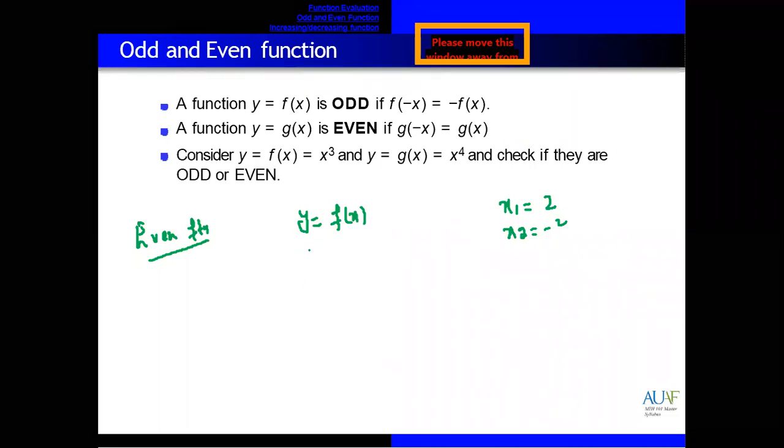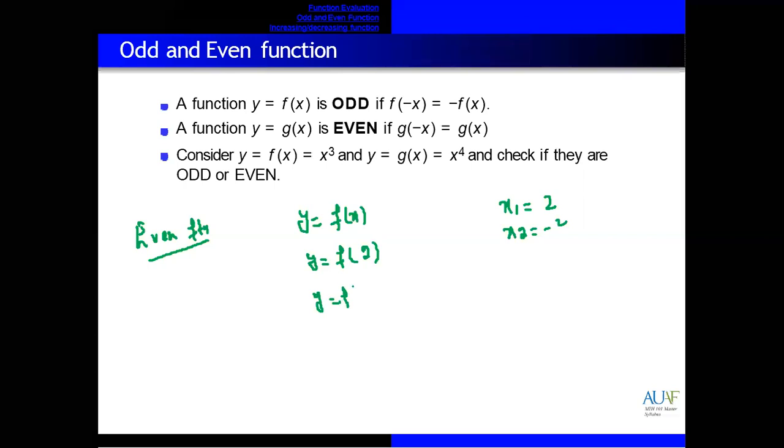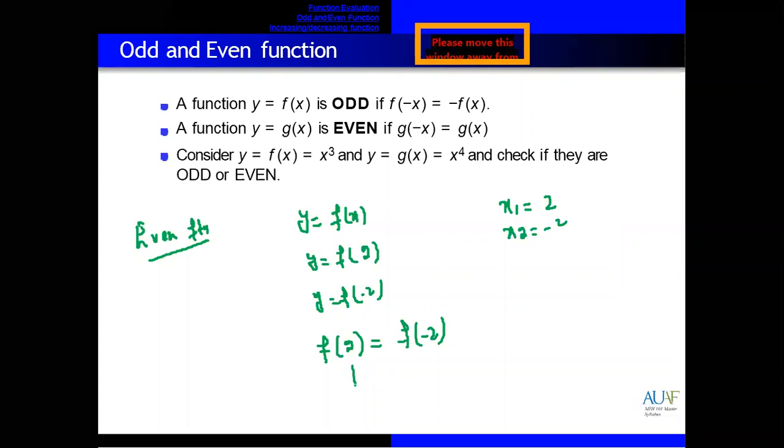For example, if we give x1 equal to 2, we get f of 2. Same if you give x equal to minus 2, we get f of minus 2. If both are the same, like f of 2 equal to f of minus 2, both results are the same. For example, f of 2 equal to 10, f of minus 2 also equal to 10. That function is called an even function.